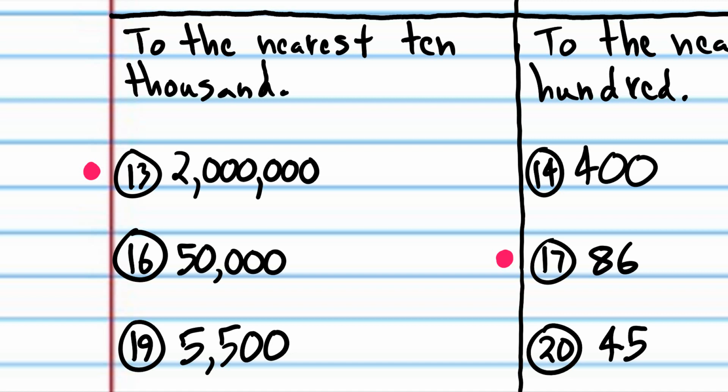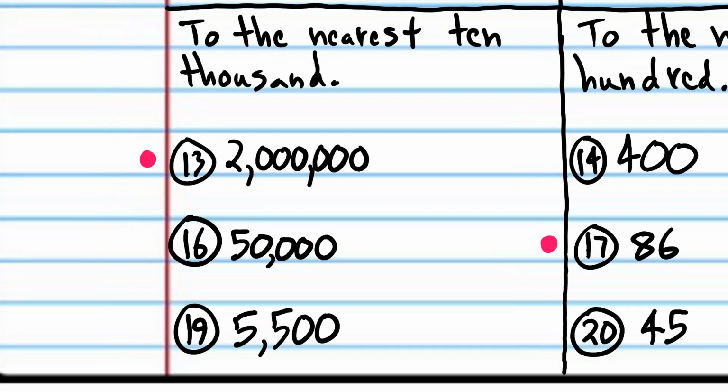These are numbers where when you round, nothing is going to change. Now we're going to round to the nearest 10,000. So let's find the 10,000ths place. We got the ones, the tens, the hundreds, the thousands, and the 10,000ths place. So that's the 10,000ths place. And we look to the number directly to the right, and that tells us to round down.